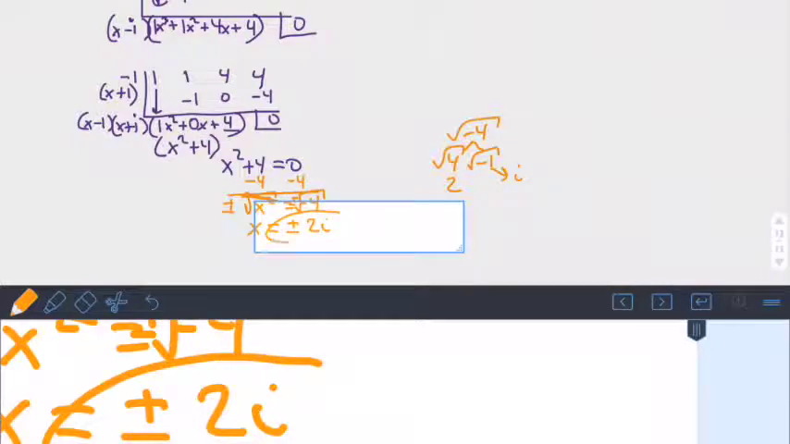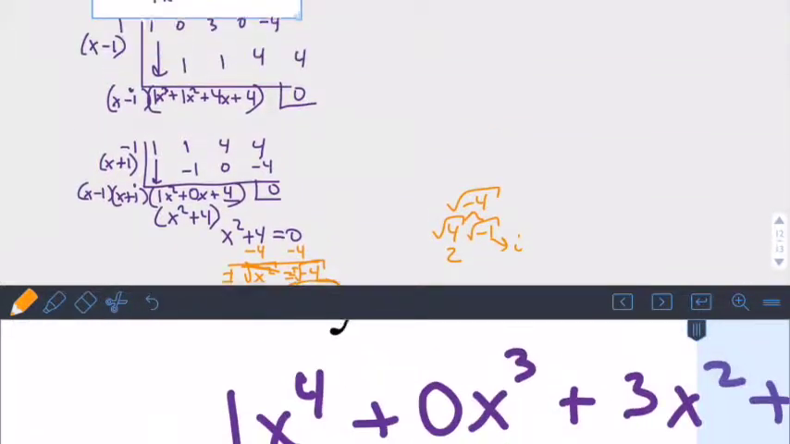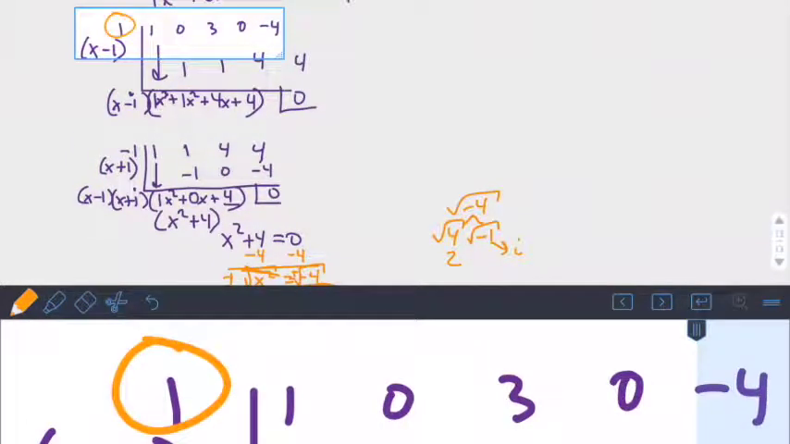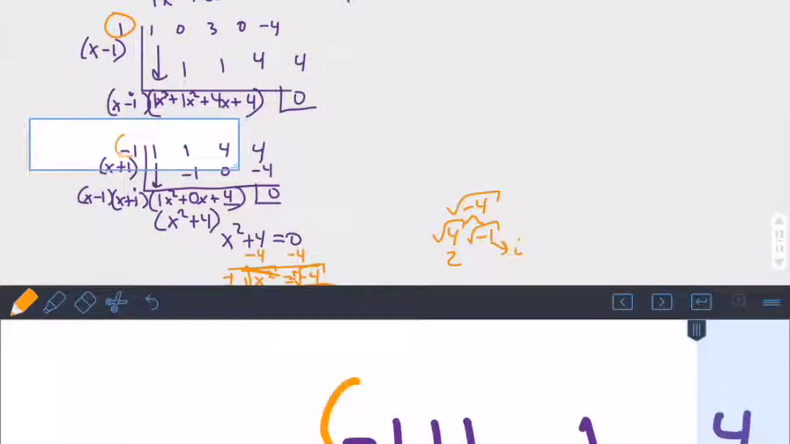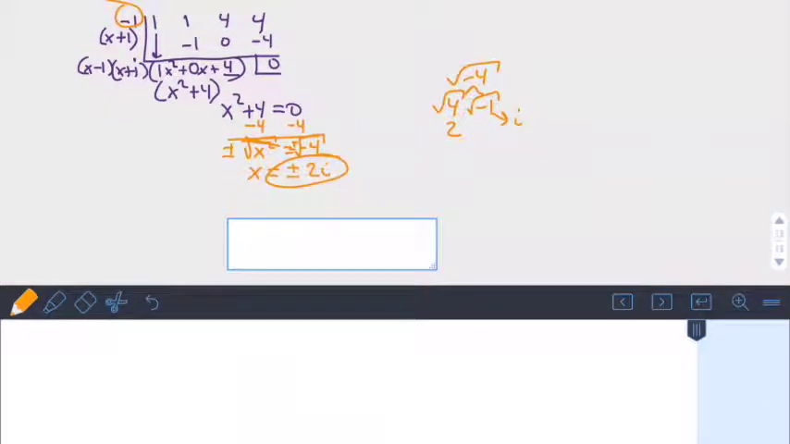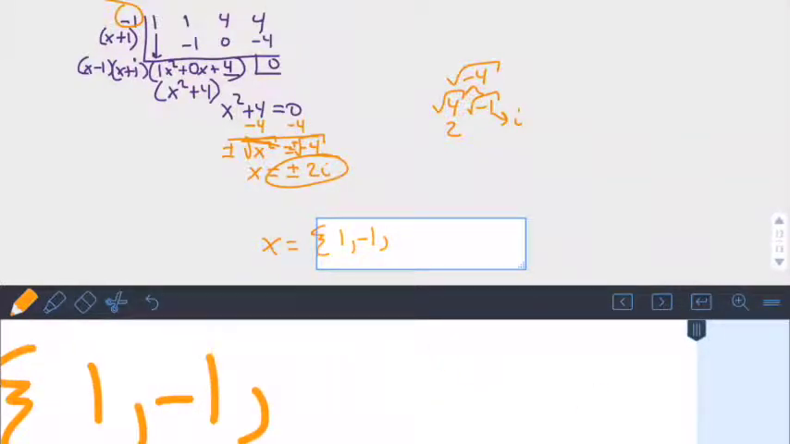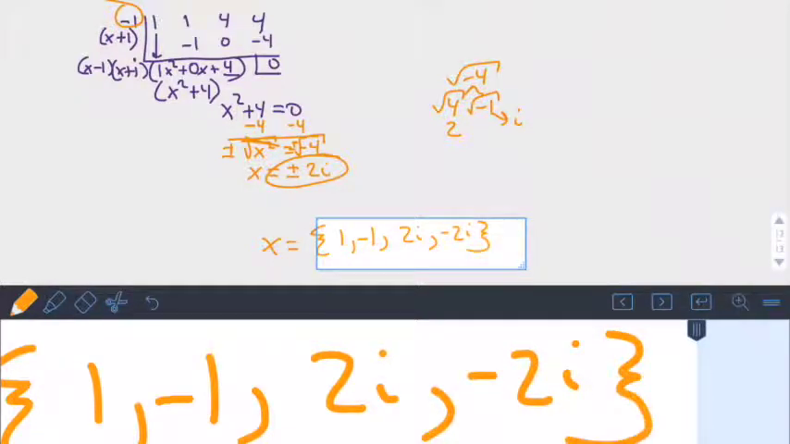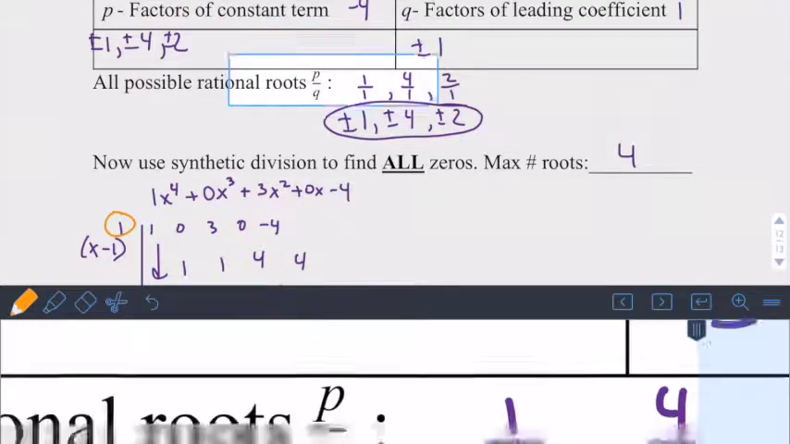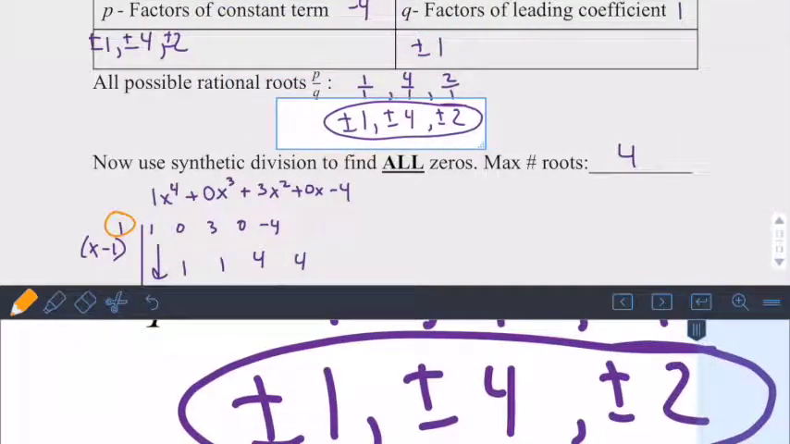So these are 2 of my roots. Then my other 2 roots were 1 and -1. So my 4 roots are 1, -1, 2i, and negative 2i. So I had to start with my rational roots theorem to find some of my roots.